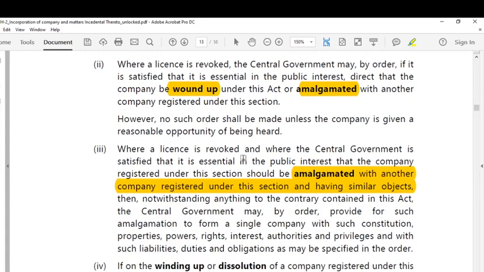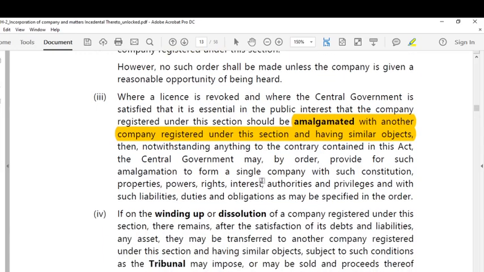And another, third aspect is that the central government can revoke its license and amalgamate the Section 8 company which is contravening the provisions under the Act with another company with similar objects. Another Section 8 company with similar objects can get amalgamated.